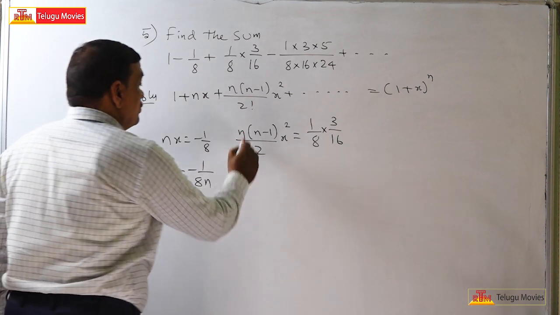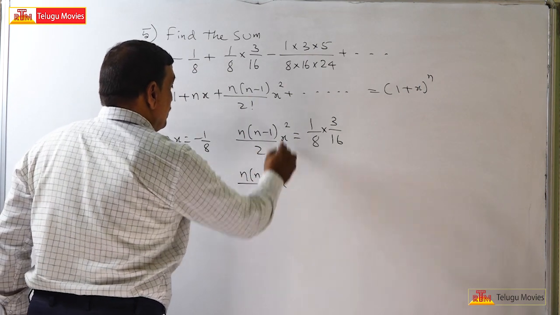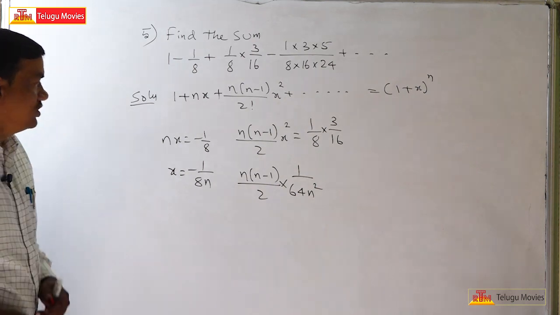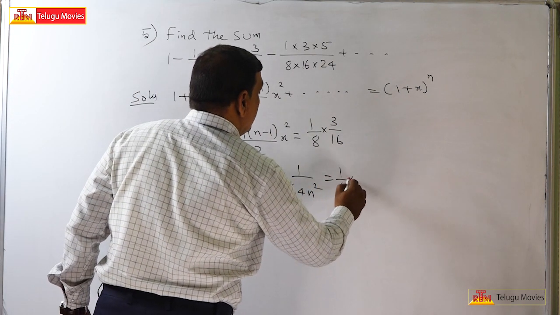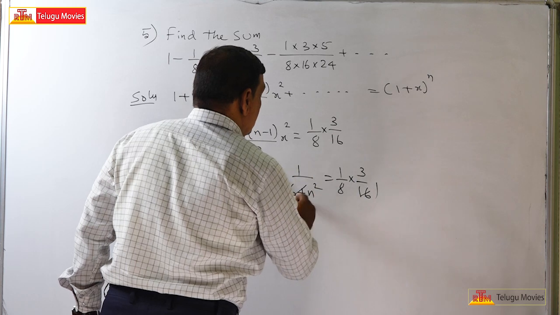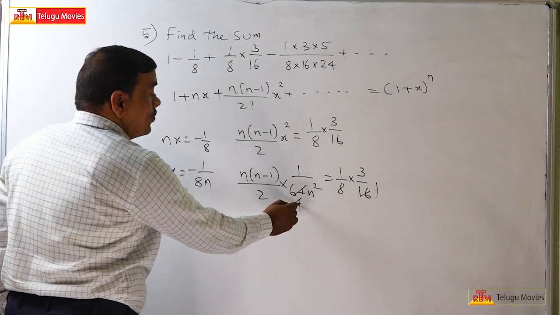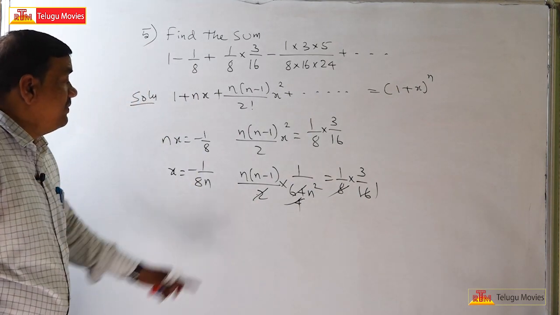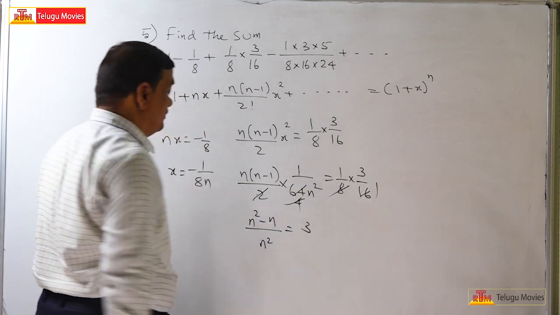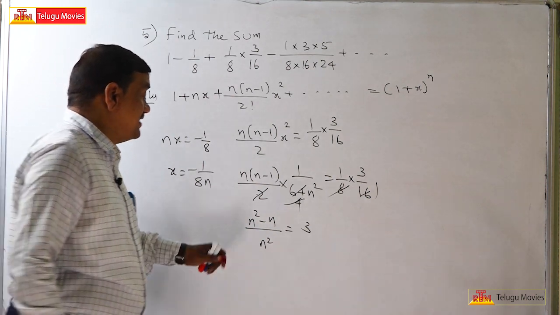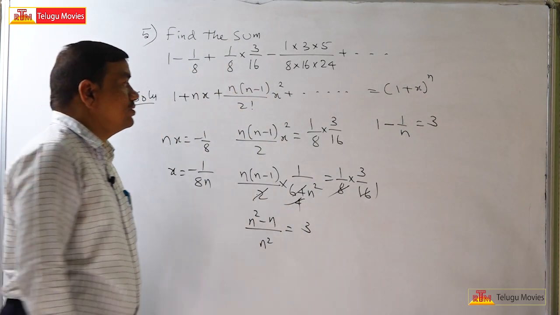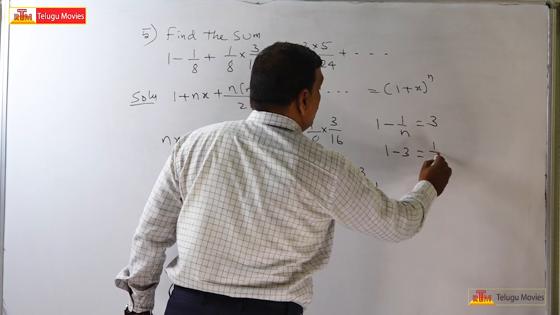Now substitute here. n(n minus 1)/2 into x squared means 1/(64 n squared), and this equals (1/8)(3/16). Any more cancellations? 16 ones are 16, 4 twos are 8, so they cancel. Ultimately what remains is (n squared minus n)/n squared equal to 3. So n squared gets cancelled, that is 1 minus 1/n is equal to 3.